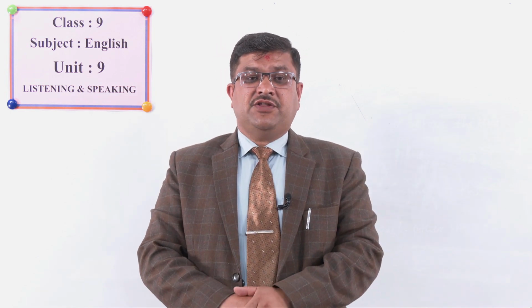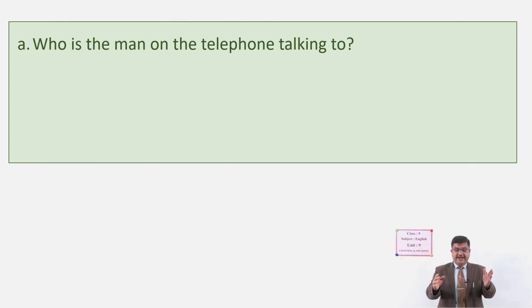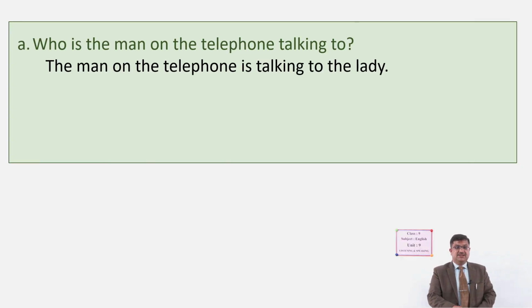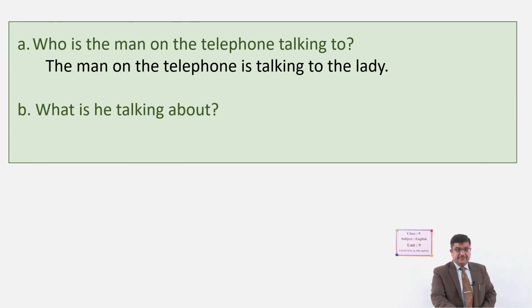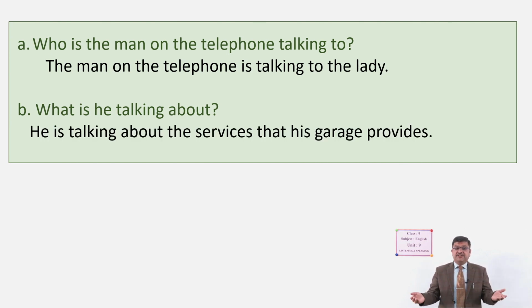Now, who is the man on the telephone talking to? The answer of this question is, the man on the telephone is talking to the lady. Number B, what is he talking about? He is talking about the services that his garage provides. These are the questions that you might have written in your exercise book, and you might have written the answers in your exercise book. I believe your answers are correct.